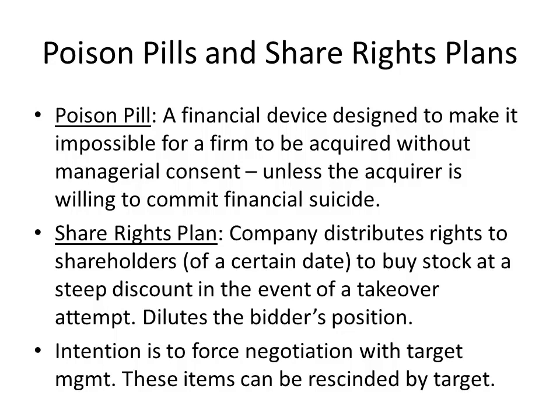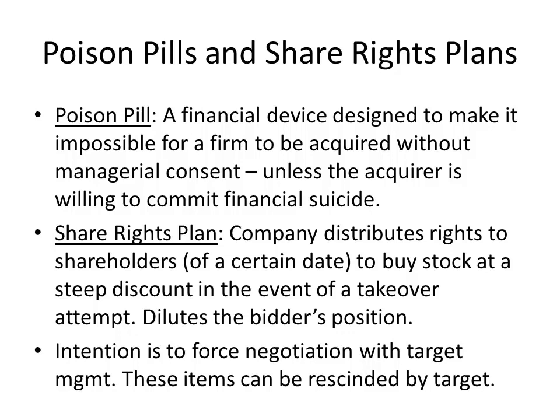Now, why would we do this? Because it dilutes the bidder's position. Think about this. If the bidder already has 5% of the firm, and by the way, they can have right up to 5% and not report their position to the SEC. But once they cross that 5% line, they have to report their position. And so as soon as they hit the 5% mark, that's when they have to make everyone aware of what they're trying to do.